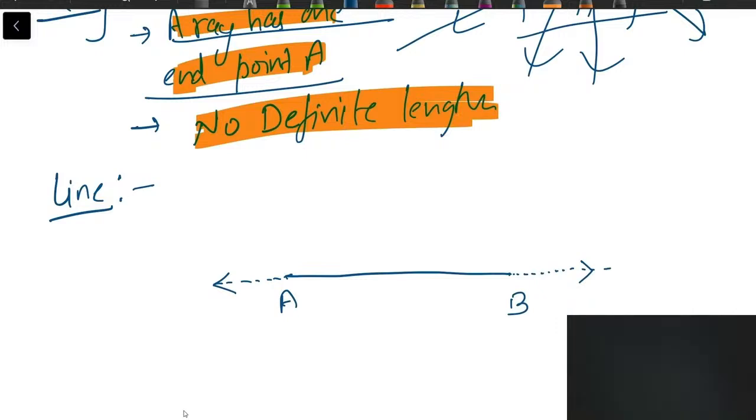Now we come to the definition of a line segment.